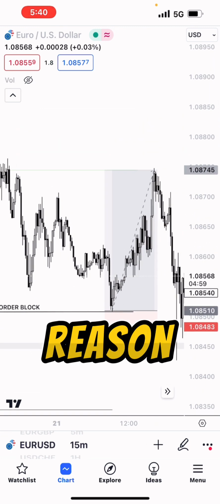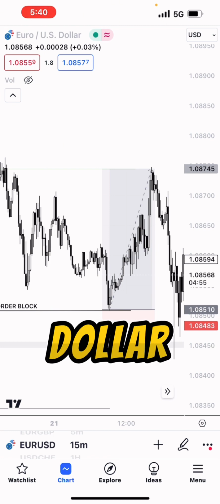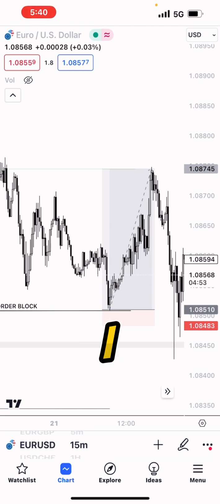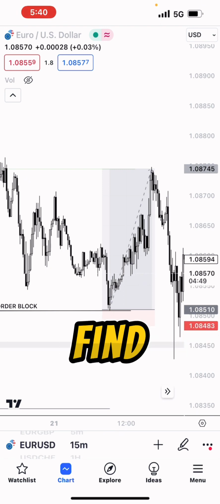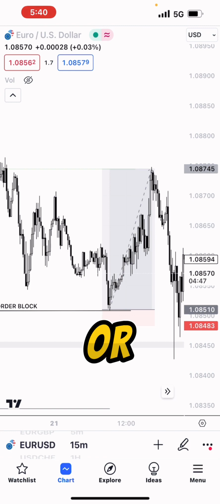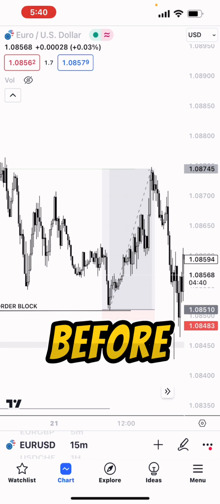Another reason I traded this is because we had Euro and US dollar news. Most of my trades, I either will trade after the news, specifically if I can't find a setup that I'm confident in, or I'll trade before the news if I have a setup I'm confident in. Most of my trades are either after or sometimes before.